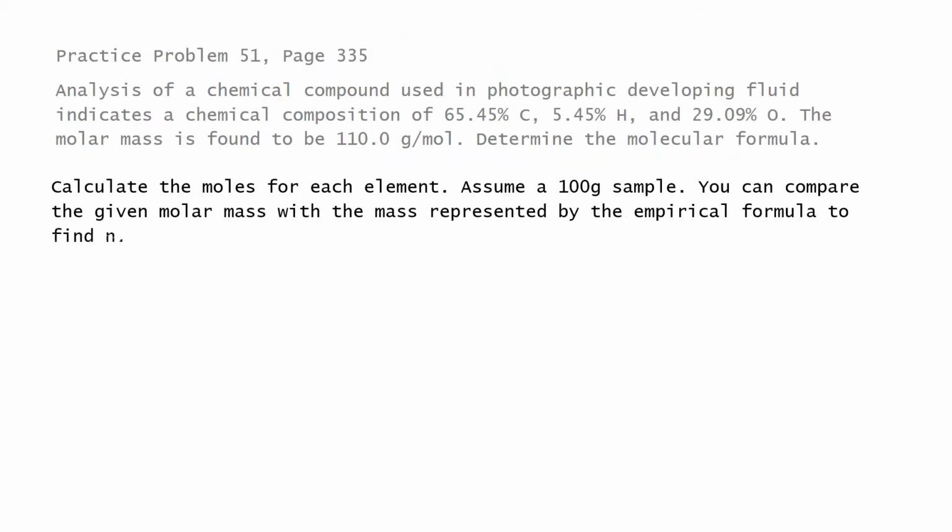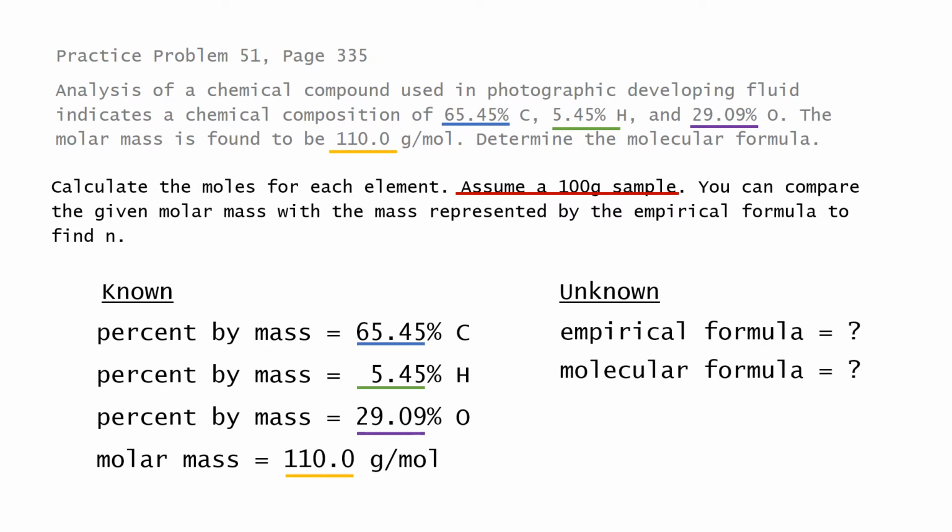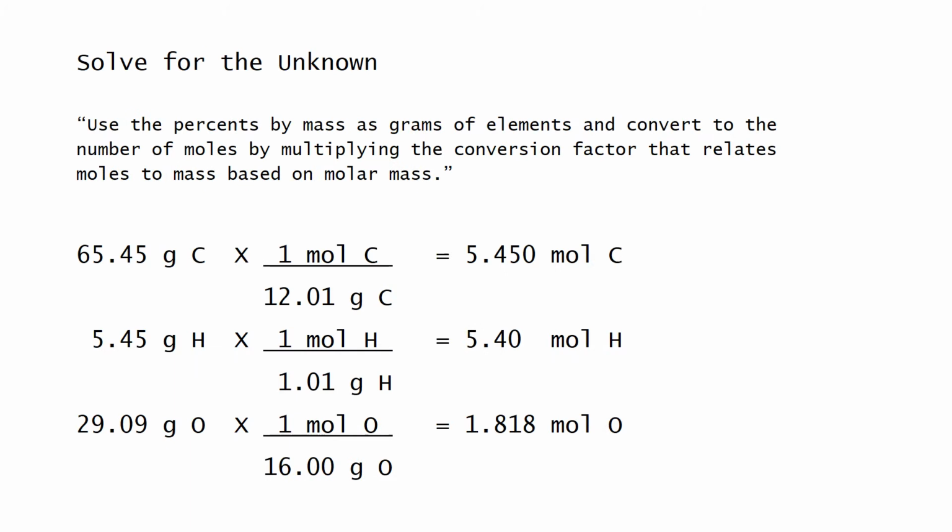We first need to calculate the moles of each element, and again, we need to assume that the sample is 100 grams. Again, we know the percent by mass for each of the elements in the molar mass. We need to find the empirical formula first, then the molecular formula. We first take the percent by mass as grams of the elements and divide by the atomic mass to get the moles for each element.